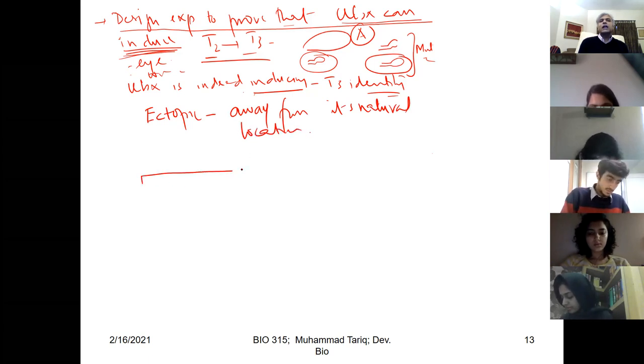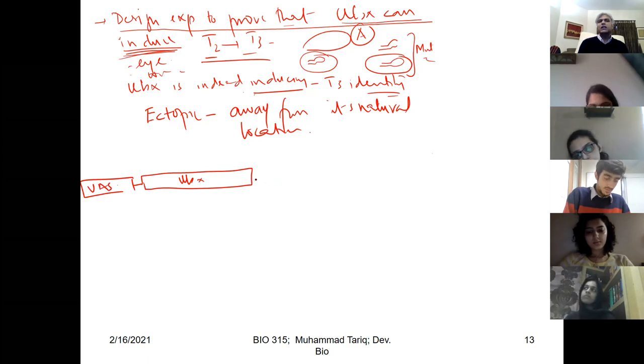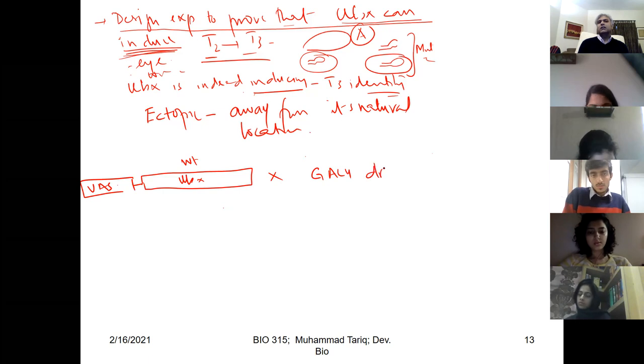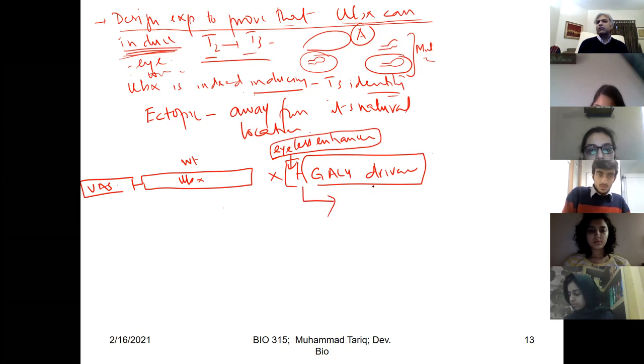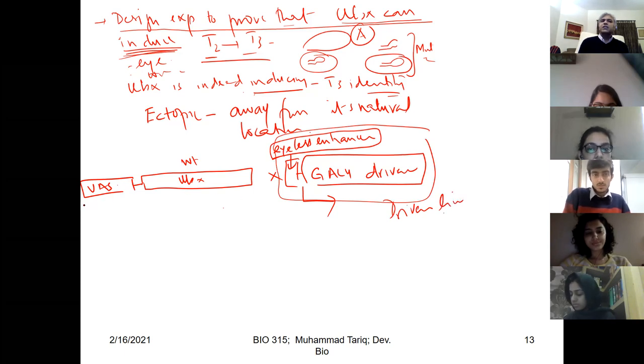So let's say we took again our UBX gene cloned under the UAS promoter. You remember we had this UAS promoter. Last time we used UAS RNAi. Now we are using the wild type UBX gene under the UAS promoter. As Abdullah said, we will express UBX using a Gal4 driver. An eye-specific Gal4 means this transcription factor, Gal4, is under the control of, let's say, the ILS enhancer. ILS is a gene expressed only and only in the eye. So this enhancer drives expression of the transcription factor Gal4. This is called a driver line. We will cross this Gal4 driver line with our UAS-UBX.